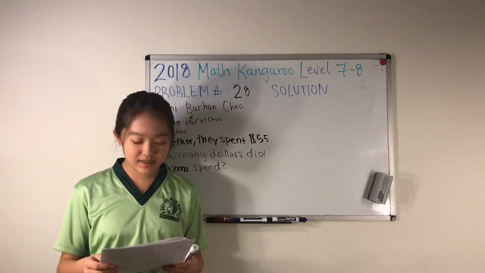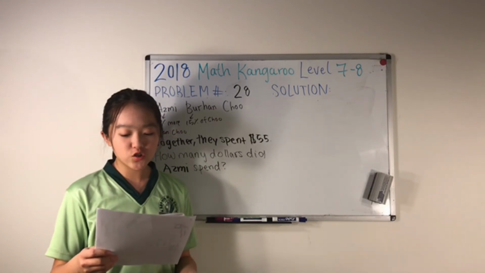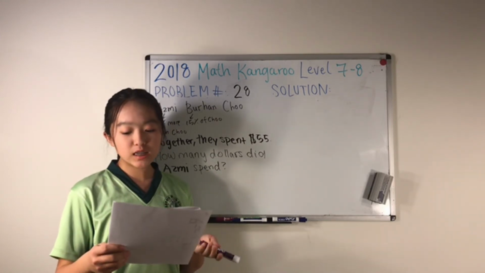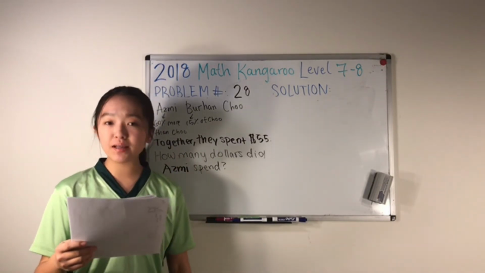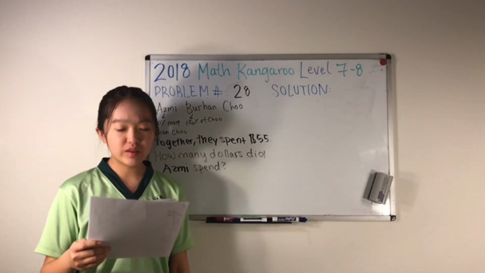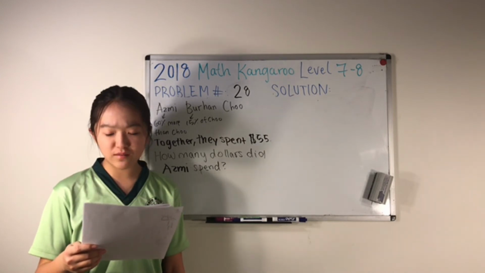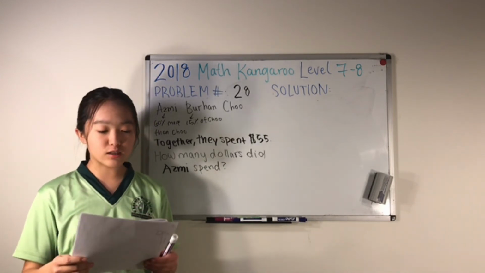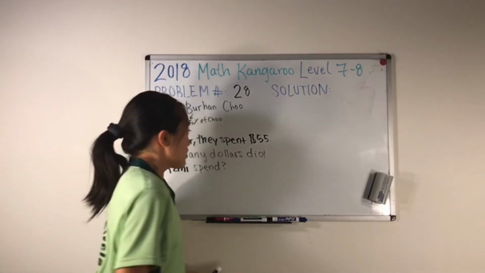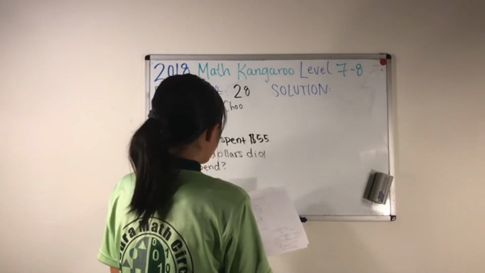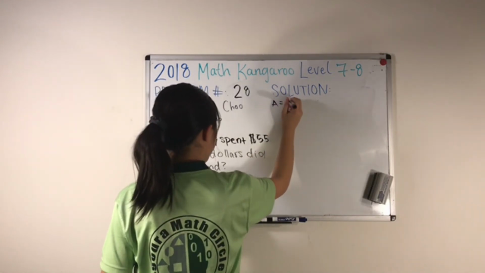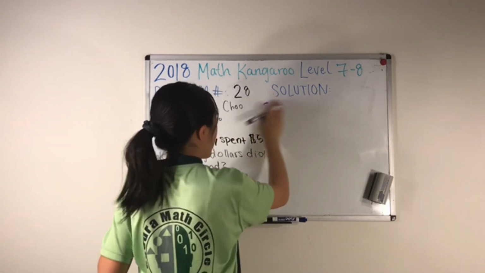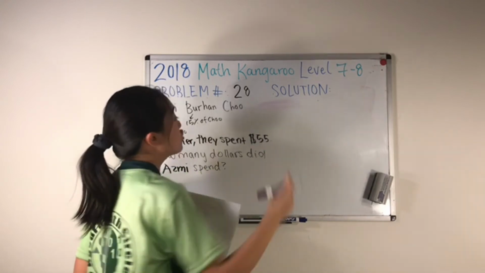Problem number 28 says, Azmi, Burhan, and Chu went shopping. Burhan spent only 15% of what Chu spent. However, Azmi spent 60% more than Chu. Together they spent $55. How many dollars did Azmi spend? So to solve this, Azmi is A, Burhan is B, and Chu is C.